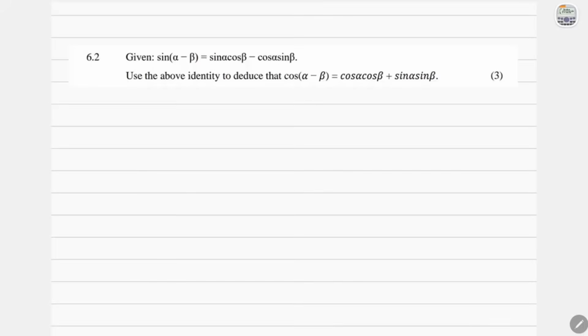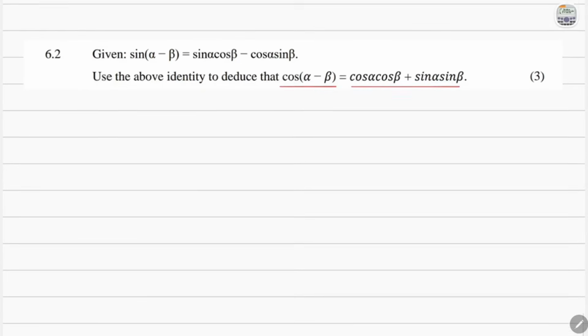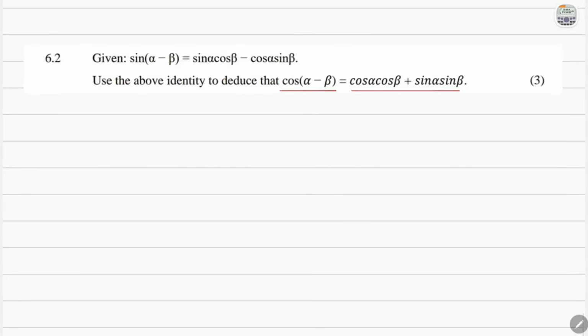Question 6.2 says, given sine alpha minus beta is equal to sine alpha cos beta minus cos alpha sine beta, use the above identity to deduce that cos alpha minus beta is equal to that expansion of cos alpha minus beta. So in this case, we are using this rule that we have here to expand this one. So we're really focused on this. We're just using this one's rule.